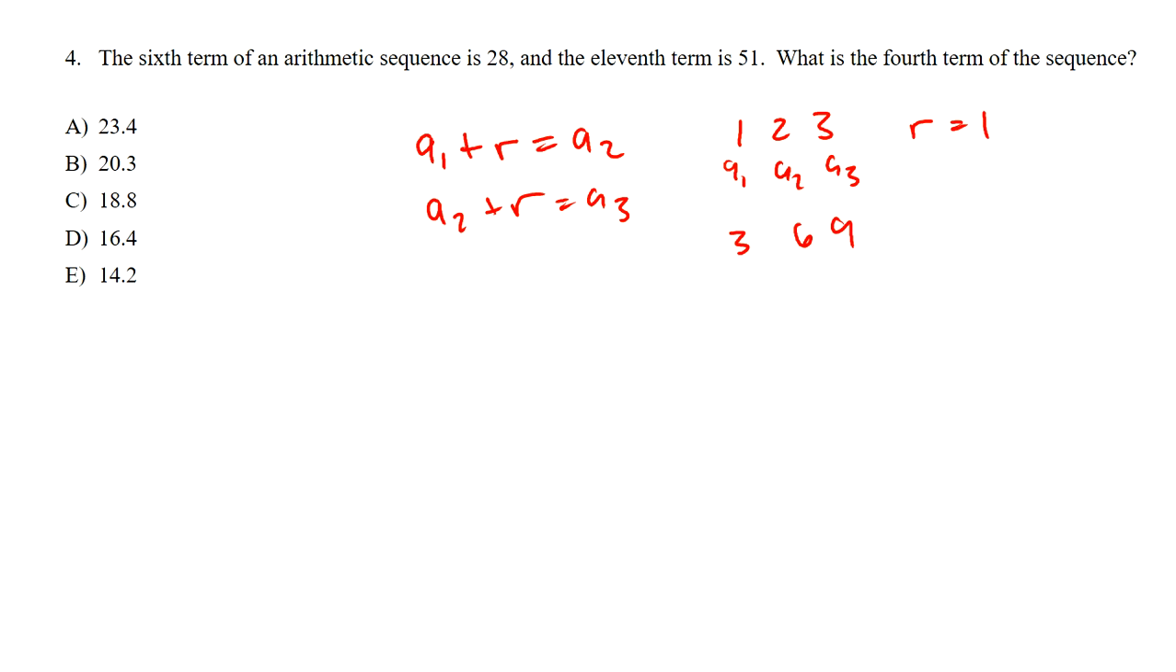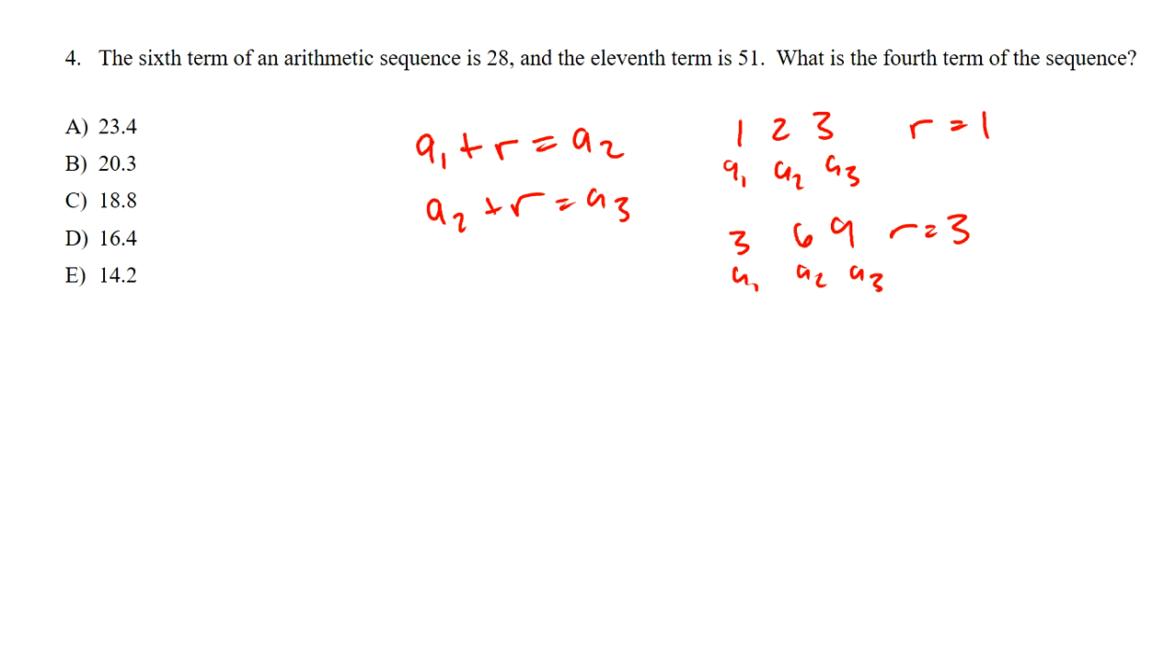3, 6, 9 could also be an arithmetic sequence where r is equal to 3. So for instance, you start out with 3, add 3, you get 6, that's a2, and then add another 3, and you get 9. So this is an arithmetic sequence.